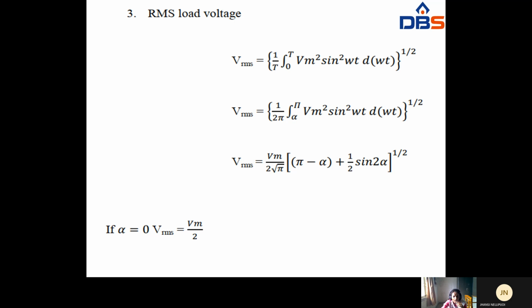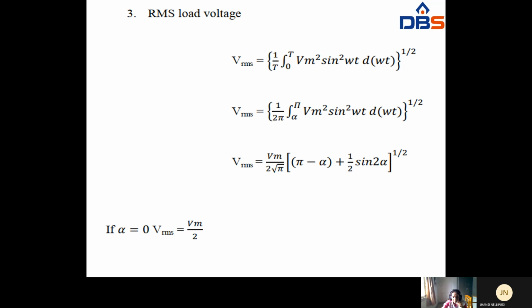So then we have alpha to pi Vm square sine square omega t d omega t, whole power 1 by 2. Actually, we are calculating the RMS voltage. So VRMS equals, when you take Vm square common, it comes outside, and it becomes Vm by 2 pi and the integration of sine square omega t.